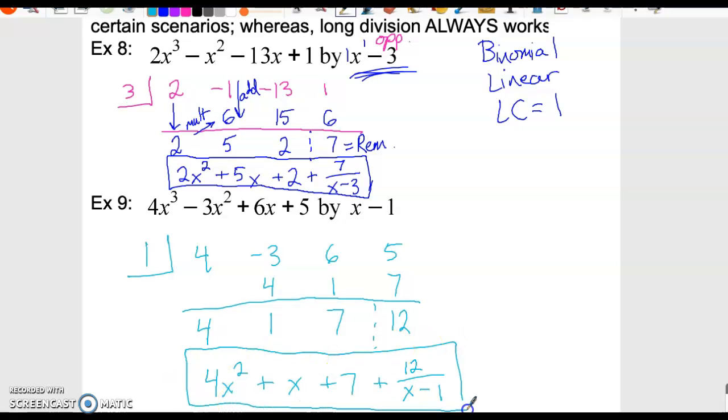Notice that I'm going back to this piece for what I divided by, not what was in the box. So that is very important.